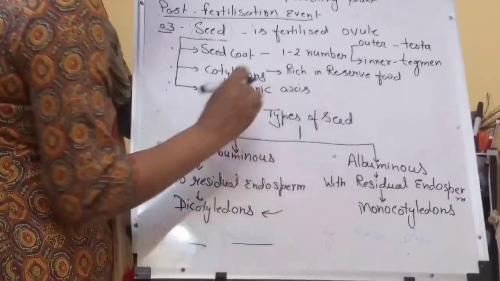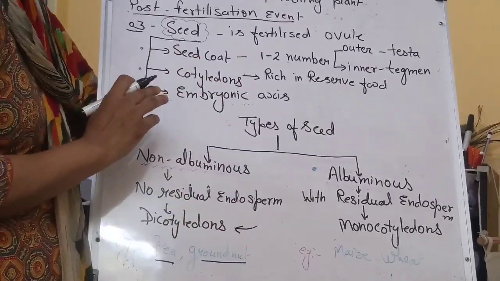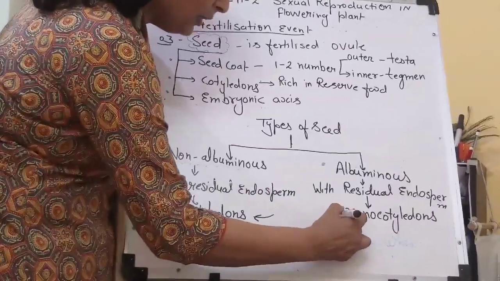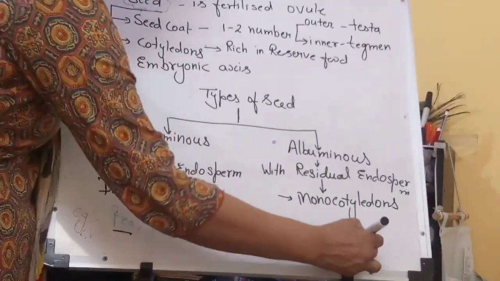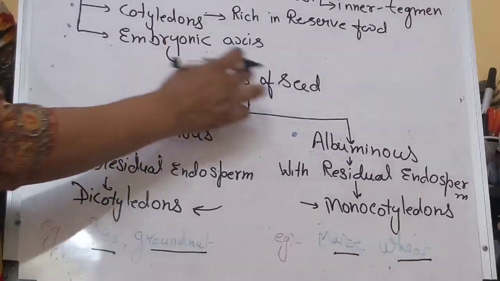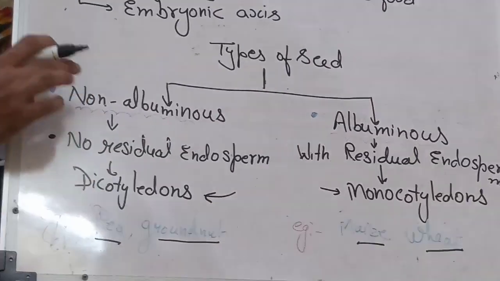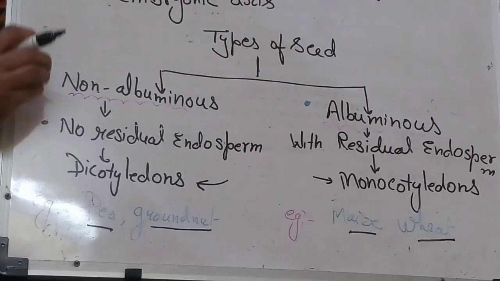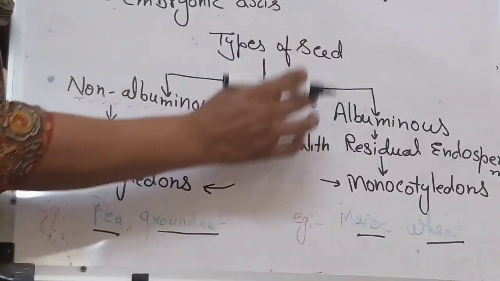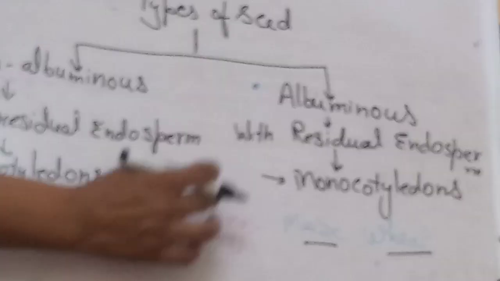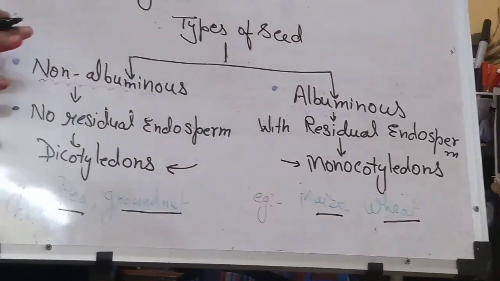Next is albuminous, where the endosperm persists after the embryo development. This is a characteristic of monocotyledon. Here we see maize and wheat. Got it? So those are the types of seeds. Don't be confused: non-albuminous means the dicotyledon where the endosperm is not present, no residual endosperm. Albuminous is with residual endosperm, monocotyledon, maize and wheat characteristics. So this is the types of seed.